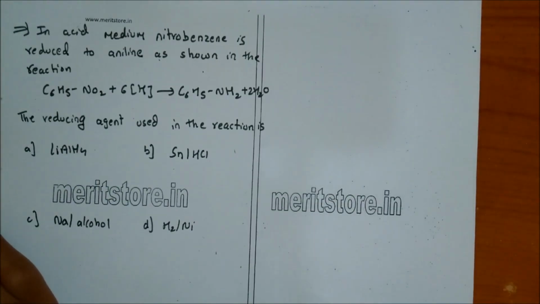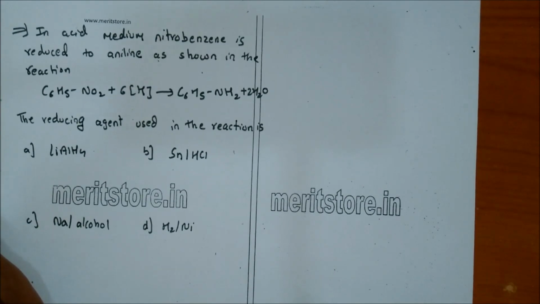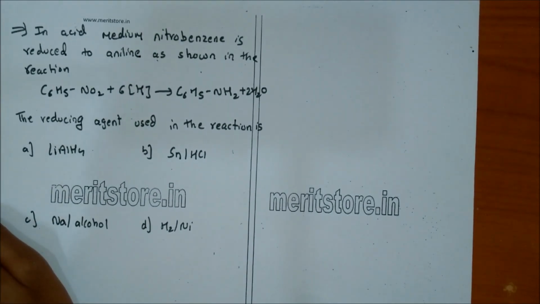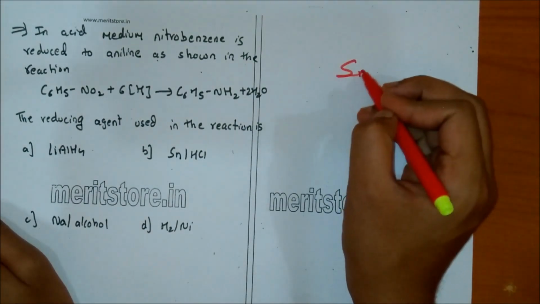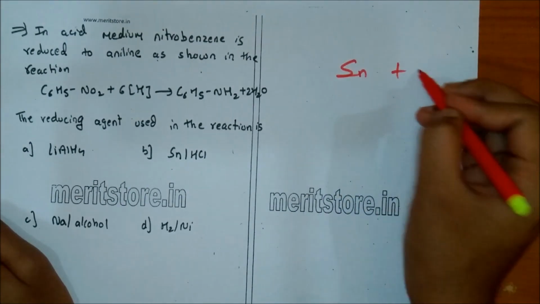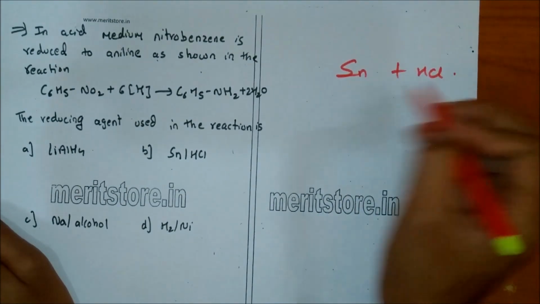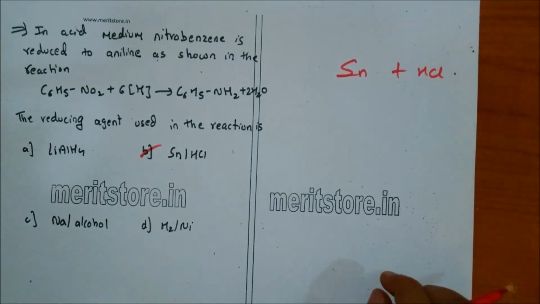In acid medium nitrobenzene is reduced to aniline as shown in the reaction. The reducing agent used in this reaction is? This is an example of Stephen's reaction, in which the reduction of nitrobenzene takes place in the presence of a catalyst, that is Sn plus HCl. So option B is the correct answer. It helps in strong reduction to form benzylamine, aniline.